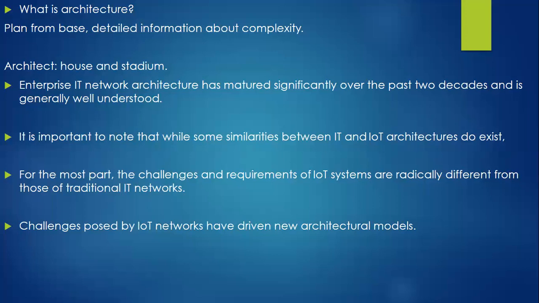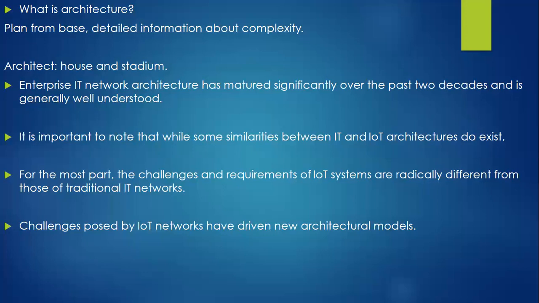Okay, fine, we'll go through this. Enterprise IT network architecture has matured significantly over the past 2 decades and is generally well understood. So whatever IT network we are dealing with right now is from the past 20 years. It is working fine, no issue. We don't have any issue with the IT network, but if the same work process is applied to IoT, then we are facing problems. So we need to go for some upgraded version of the IT network itself. We will see how we can do this.